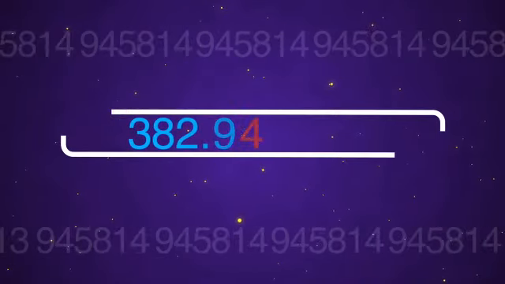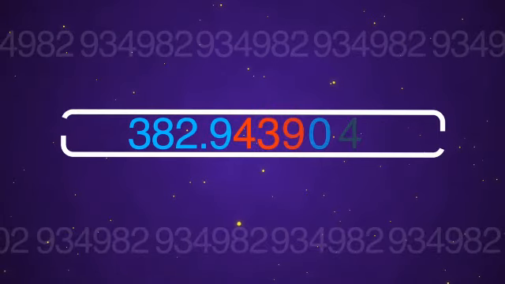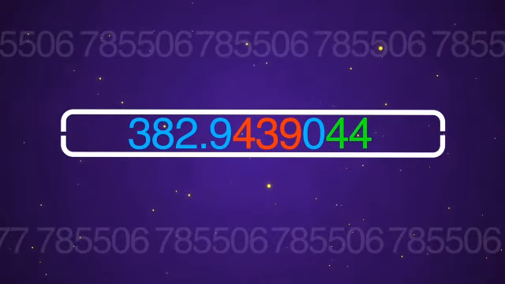382.9, 439, 439 is Hungary, 044 is France. So this is the number. Please check your number and don't be confused. The rule is very simple, that the country having notation less comes first and the country with a higher notation comes second.